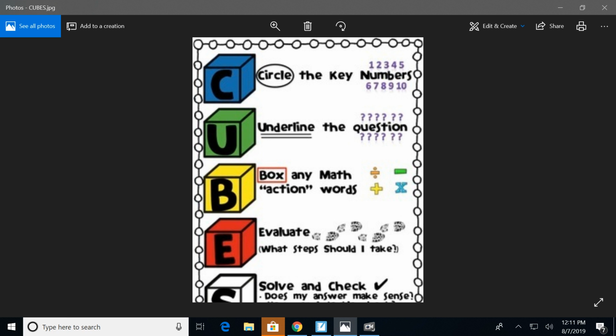Now, when I do the CUBES process, I like to use different colors: one for the C, one for the U, and one for the B. But that is completely up to you, how you choose to do it, as long as you do it.